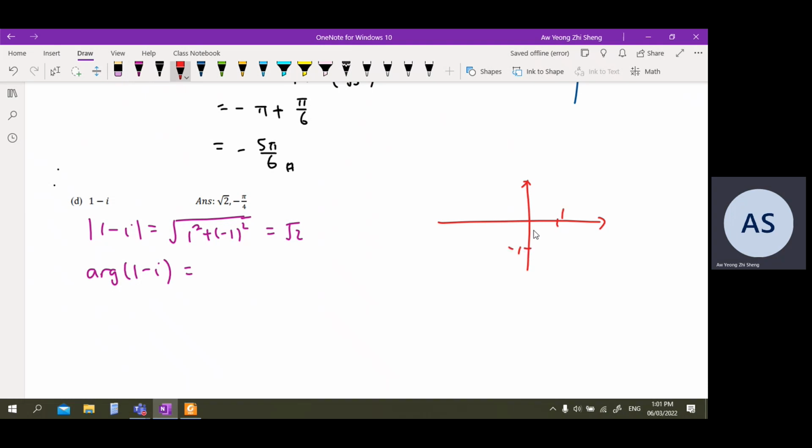1 is here, minus 1 is here, so I have a slanted line in quadrant 4. I know this green color angle will be the basic angle, so I just need to take the negative of the basic angle itself as the argument. So it's negative of inverse tangent modulus y over x. y is negative 1, x is 1. This is negative inverse tangent of 1, which is negative pi over 4. That's it.